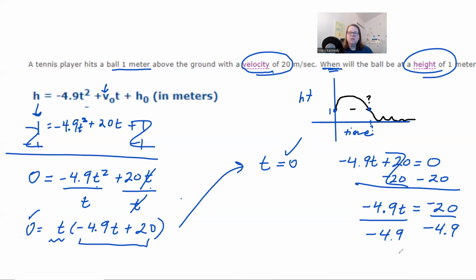So t is about, and notice it's a positive, 4.08, right? That's approximately what we got. That is our answer. The time is about 4.08 seconds. That's how long it will take for the ball to be hit, go up into the air, start to come back down, and be 1 meter off the ground. About 4 seconds is the answer to the question.